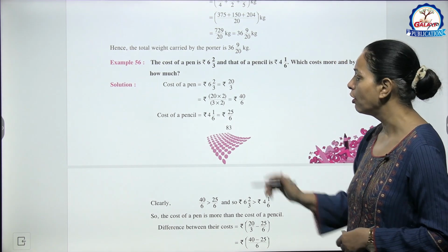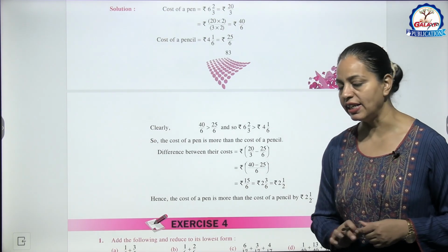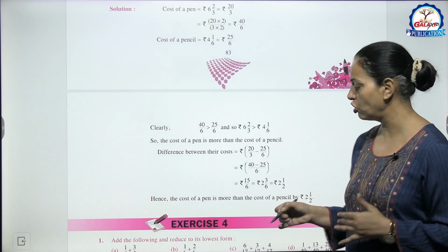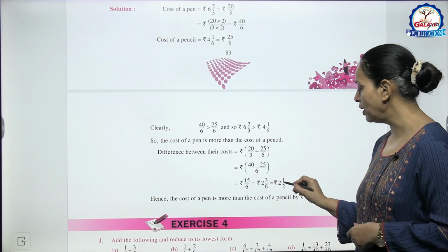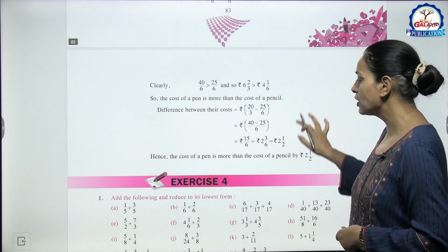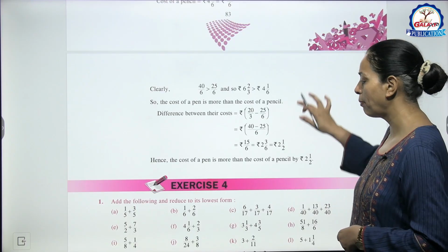So which is bigger? Cost of pen is bigger than cost of pencil. And how much? Minus कर देंगे, 15 upon 6. Now change into mixed fraction. So answer is 2 whole 3 by 6, means 2 whole 1 by 2. So cost of pen is more than the cost of pencil by rupees 2 whole 1 by 2.